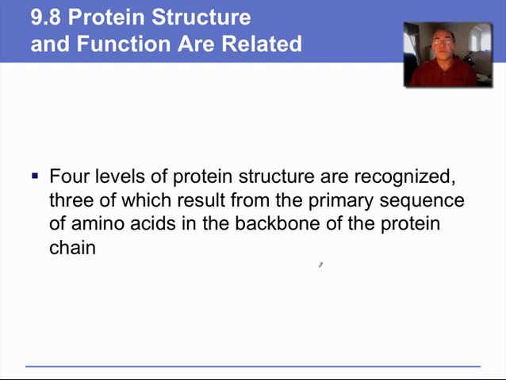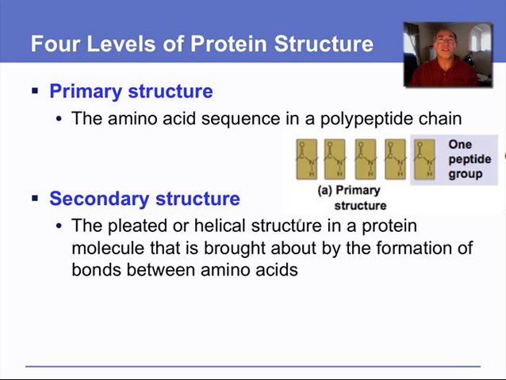And you should remember from your freshman days that there are 4 levels of protein structure. The primary structure is the sequence of amino acids in a polypeptide chain. So depending on which amino acids they are, here's 1, 2, 3, 4, and 5. If they're all different, that gives you one particular primary structure to a protein.